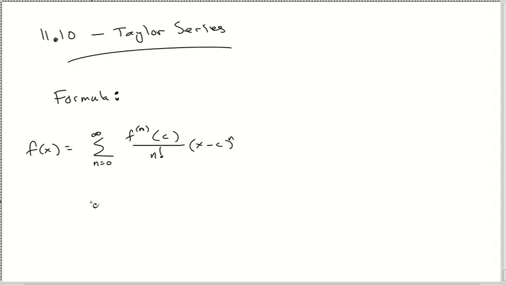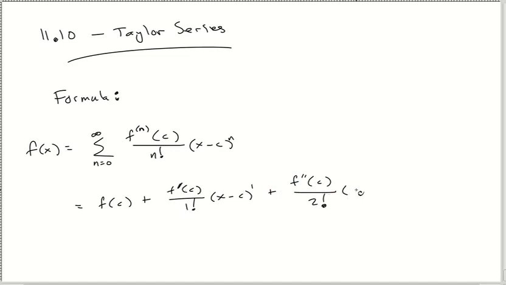Let me write this out a couple times. Basically, we're going to have f of c plus f prime at c divided by 1 factorial times x minus c to the 1. And then I got f double prime at c divided by 2 factorial, times x minus c squared. So that's a prime, that's a 1 and a 1, but this here is now a 2. And then triple prime over 3 factorial times x minus c cubed, and so on and so forth.